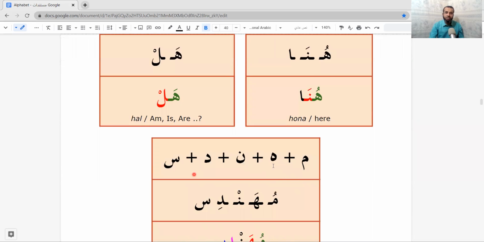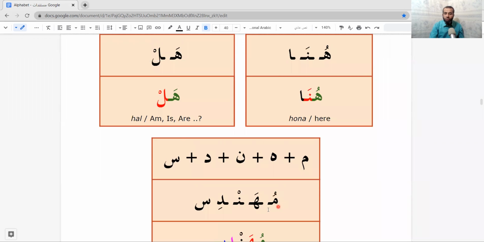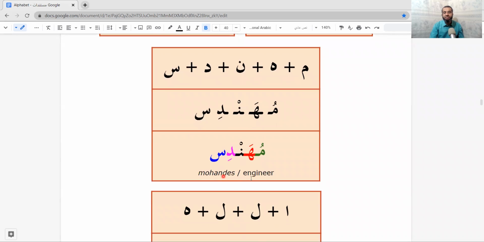What about this long word? It's composed of 5 letters. Mim, ha, noon, dal, and what is this? Seen. The meem here has dhamma. The ha, when it is in the middle, it's written like this, as you see. The noon has sukoon. The dal has kasra, and then seen. So it will be mu, ha, n, muhan. Then da, do, or di. It's kasra, so it's di. Muhandis means engineer.